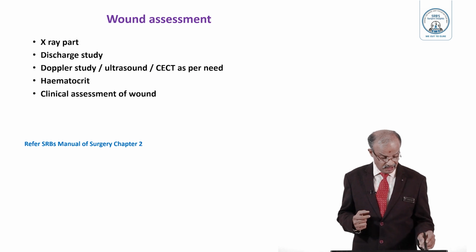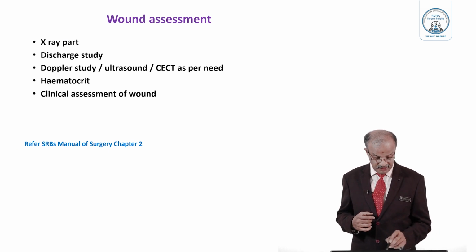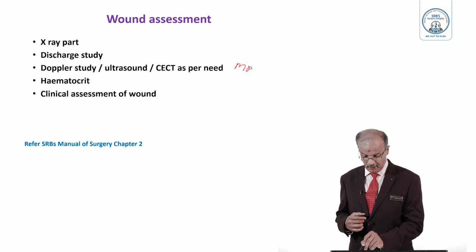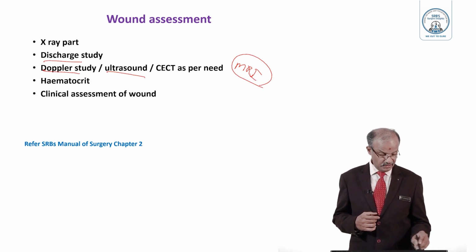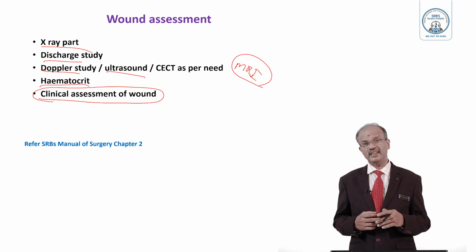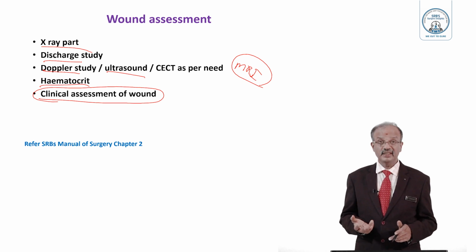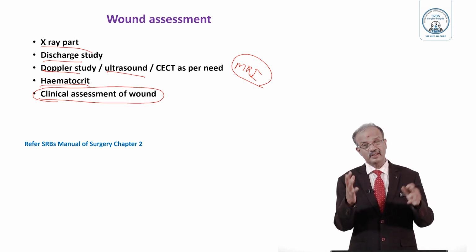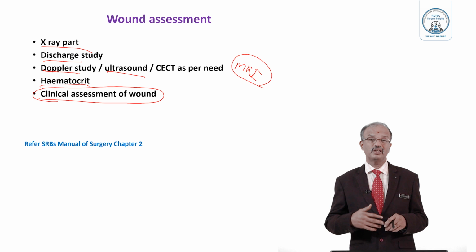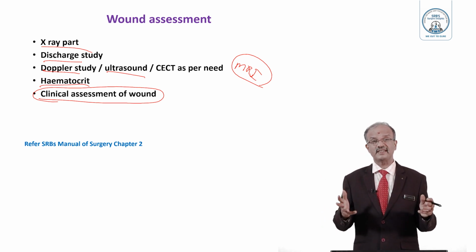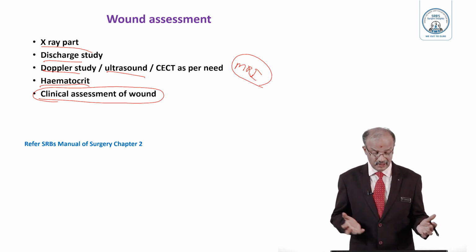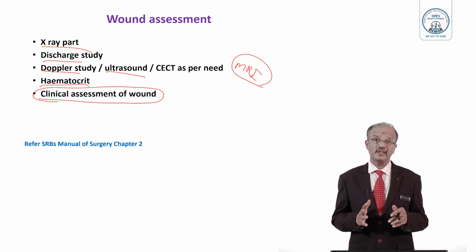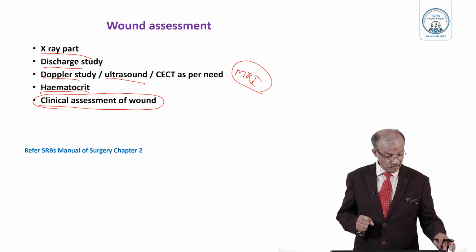Other imaging: CT, ultrasound, MRI for joints and other areas, Doppler study, ultrasound, discharge study, X-ray of the part to see fracture initially, hematocrit. Clinical assessment is very good: depth, extent. Accordingly, you decide what exactly you are going to do. Of course, if the patient is diabetic, then diabetes assessment, immunosuppression assessment, hemoglobin, hematocrit, everything is important, electrolytes. Depending on the extent and severity of the injury and systemic involvement, everything counts on a case-to-case basis. That is the important thing which you have to remember.